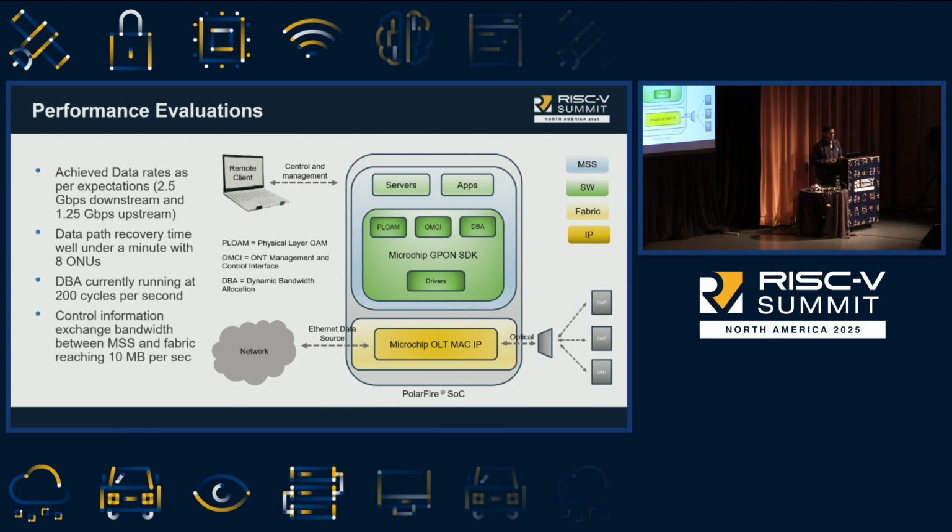We have estimated, and also measured to a certain extent, that the maximum bandwidth required for the interactions between the MSS and the fabric would be 10 megabytes per second. The DBA comes into the picture here as well with the multiple cycles, as well as something called the DBRU information that comes back from each of the ONUs. And there is management and control information as well, which keeps getting exchanged per second.